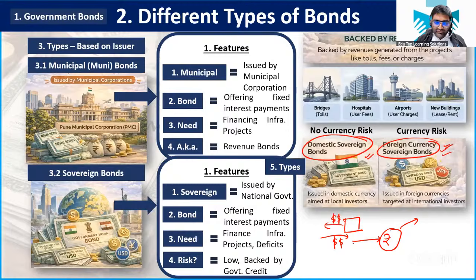So here we have a currency risk. I have written currency risk. In the domestic bond there is no currency risk, no conversion of money. But on the foreign currency sovereign bond, there is a currency risk. You will have to convert these dollars into rupees.